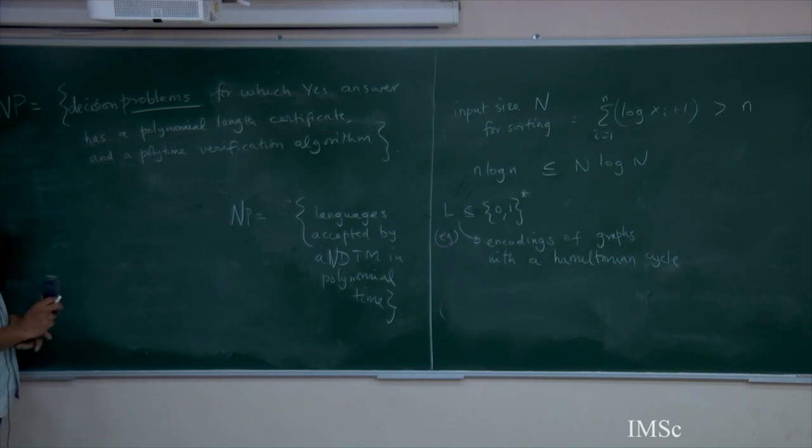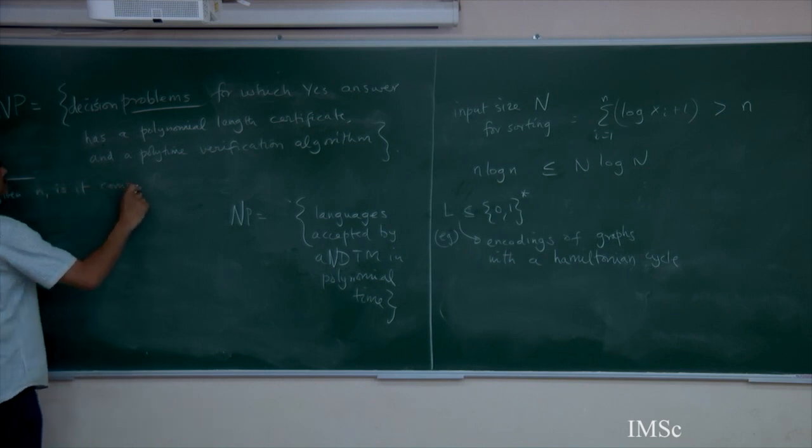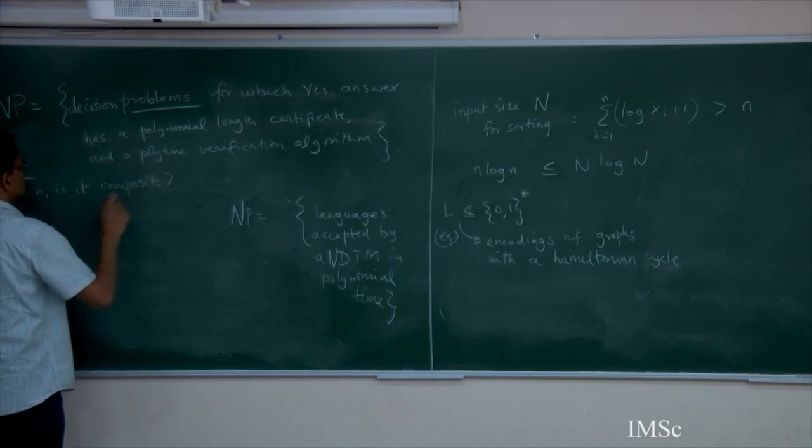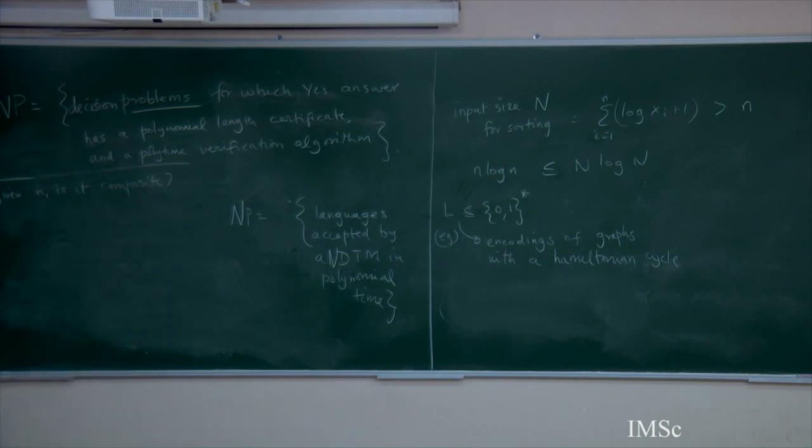Well, again, I presume you have seen some examples. Let us say if I ask the question, given n, is it composite? What would be a easy simple certificate for a yes answer? One factor, right? You do not even need all factors.